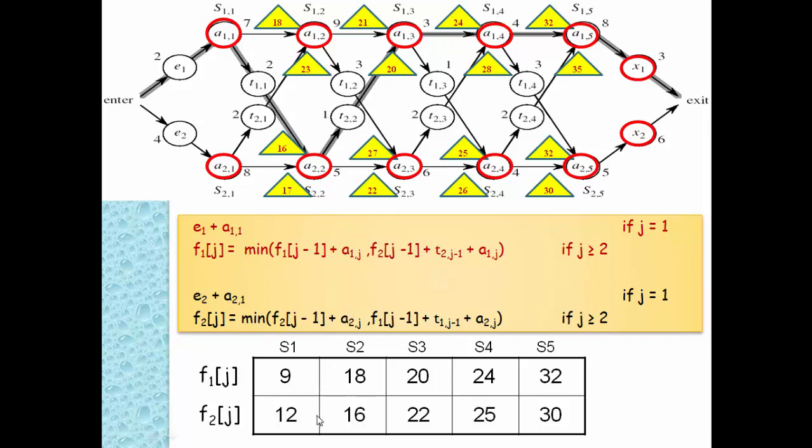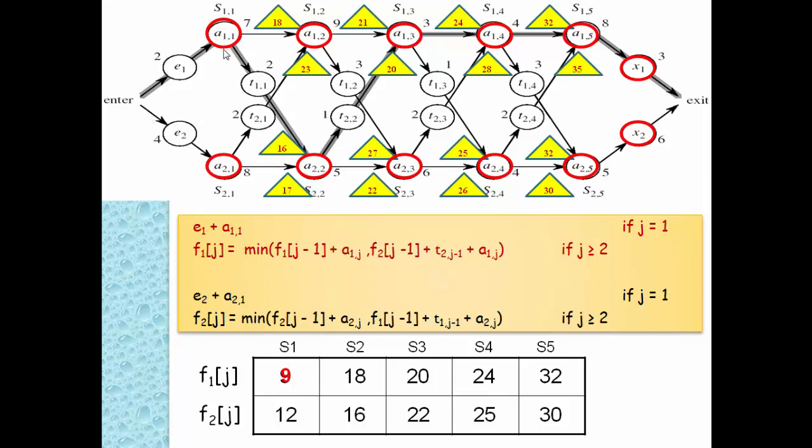Now the first step is we have to start from station number 1. We have to choose either station number 1 of line number 1 or line number 2, based on the minimum value. Among these two values, 9 and 12, which one is minimum? 9 is minimum, so we have to choose 9. If we want to choose 9, it means we have to choose entry gate 1. So our path will be E1 to A11. So the total time required, that is 2 plus 7, is equal to 9. So we have to choose this path.